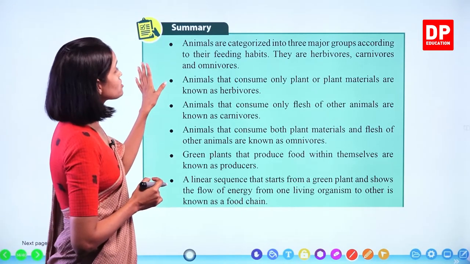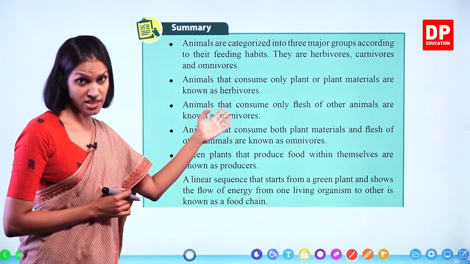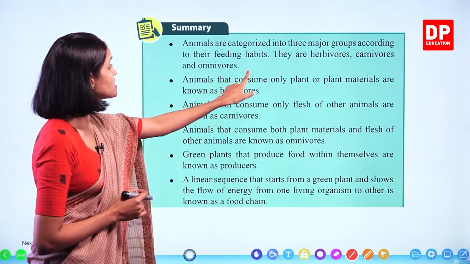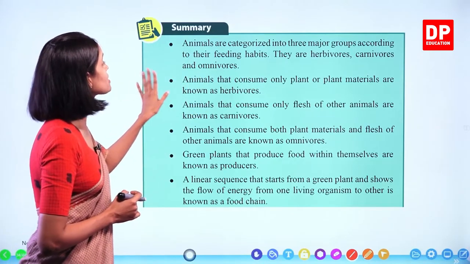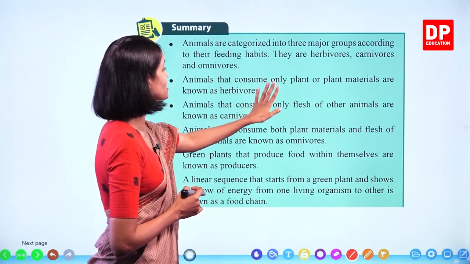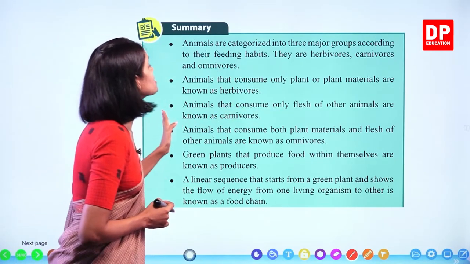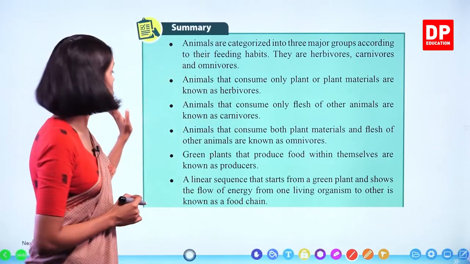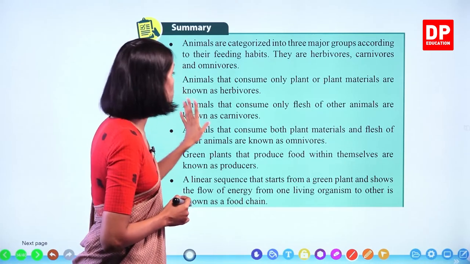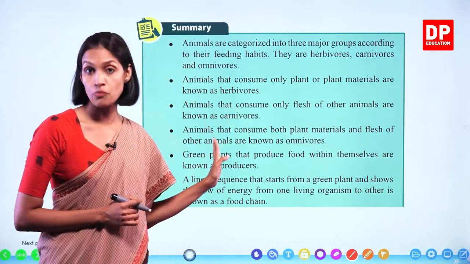Animals are categorized into three major groups according to their feeding habits. What are they? They are herbivores, carnivores, and omnivores. Animals that consume only plant or plant materials are known as herbivores. Animals that consume only flesh of other animals are known as carnivores. Animals that consume both plant materials and flesh of other animals are known as omnivores.